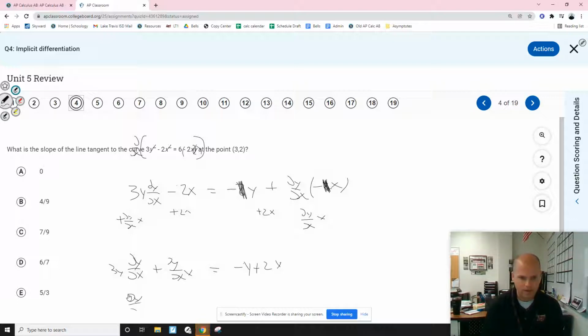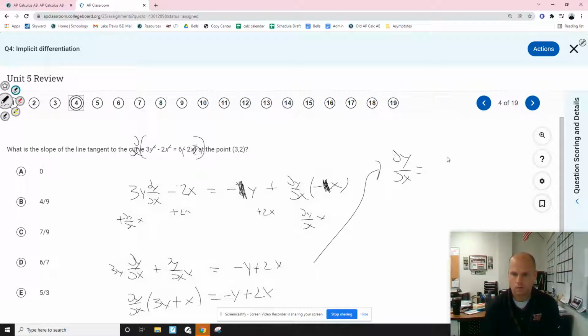Factor out the dy/dx. Divide to solve. Plug in 3, 2. This is where you have to be careful. y's are 2. Wherever I see a y, I'm going to replace it with a 2. x's are 3. So I get negative 2 plus 6 over 6 plus 3. So that is 4/9. All right.